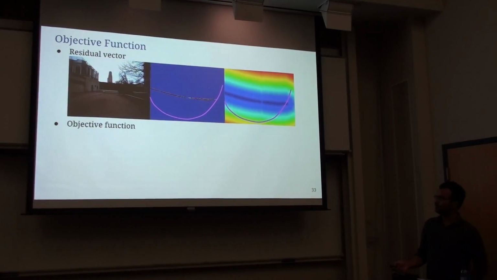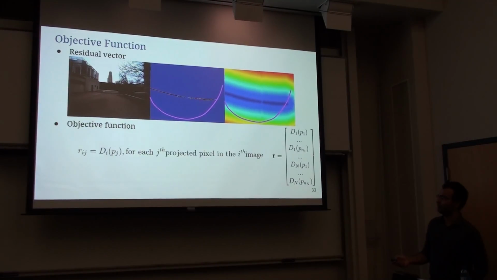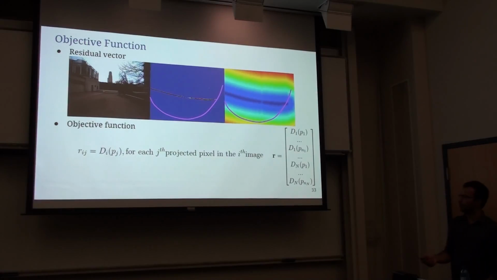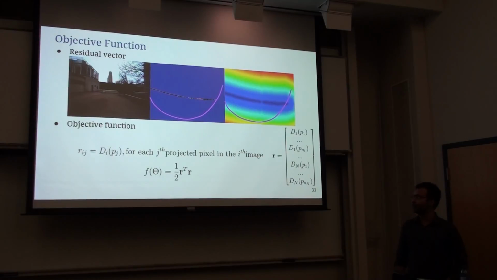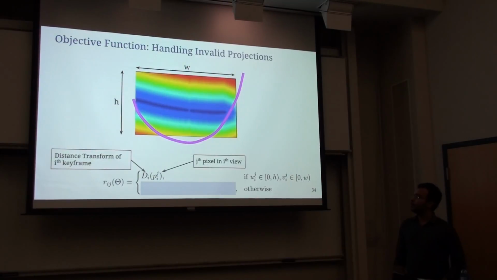So you basically are defining some sort of residual vector for each of the n images you receive. For each jth point, you only need to query those projected points in each view. And then you just take the L2 norm of this big residual vector, and that's your objective function.